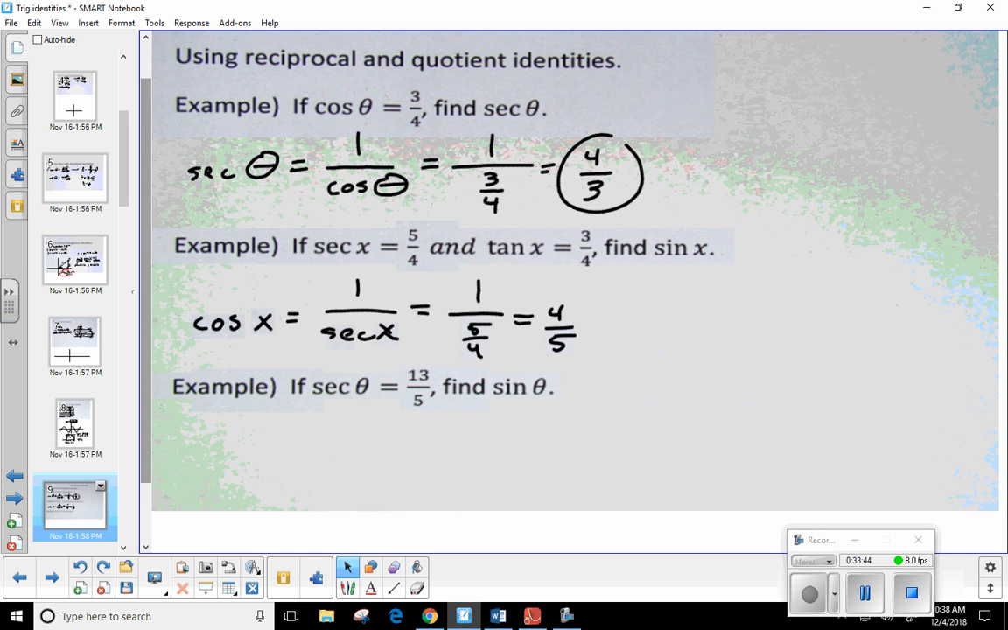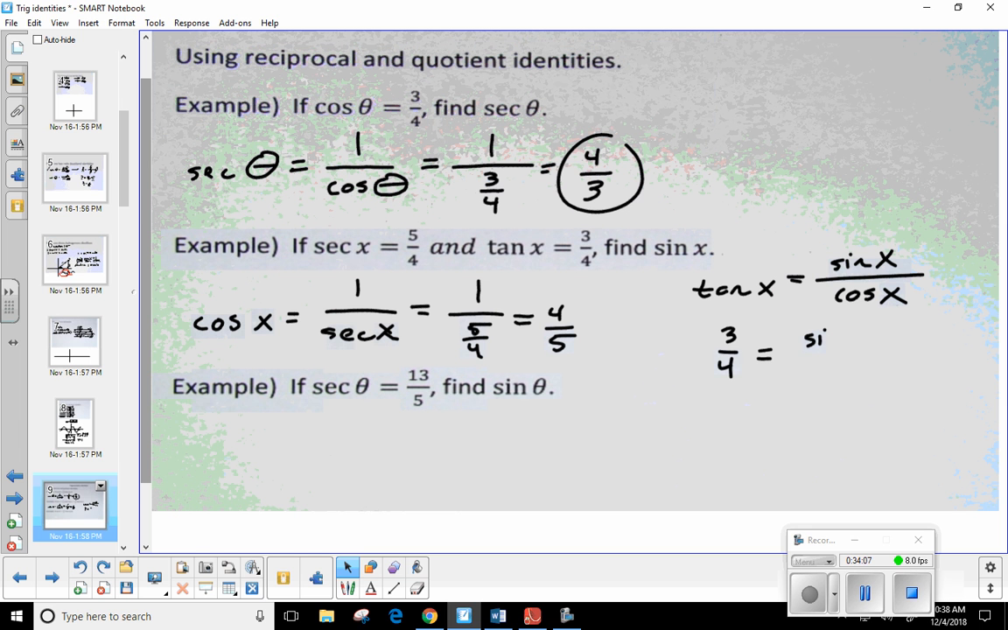Now what Satish is saying is, since we now have tangent and cosine, let's use the quotient identity. Another identity we saw was that tangent of x is equal to sine of x over cosine of x, right? Well, what's tangent of x? 3/4, so I'm going to replace that trig function. We're looking for sine of x, and we just found cosine to be 4/5 by the reciprocal identity. Now if I solve this, we're going to end up with what we need.